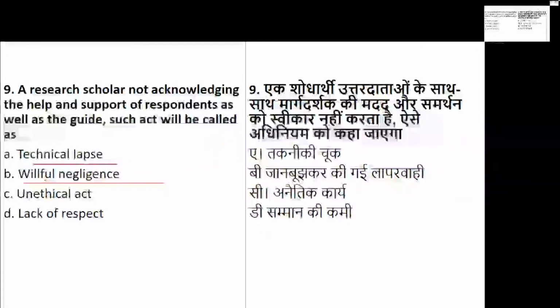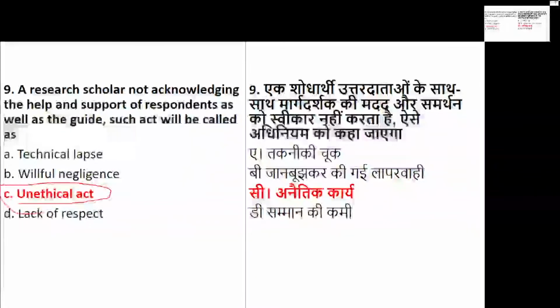See, it is unethical. As a part of research ethics, you are supposed to acknowledge all the people who are helping you in your research. Technical lapse, it means it is something with respect to what? Certain things which are predefined. But here there is nothing technical. It is just a gratitude which you are expressing. And if you do not express, it will be called as unethical.